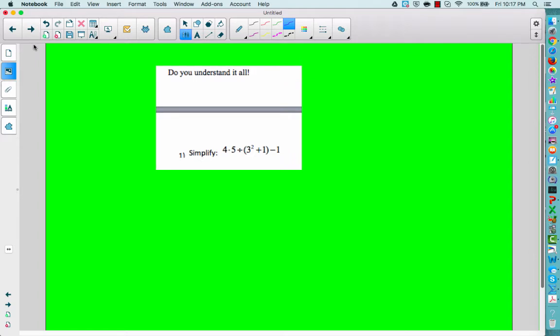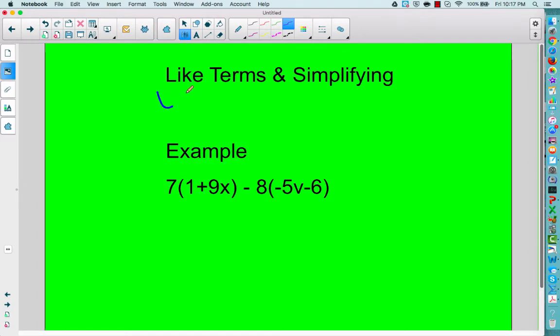All right, let's just carefully look at like terms and simplifying a little bit. Remember, like terms are the same variable raised to the same exponent. So we do have to follow order of operations and use all the different properties, and then we combine the like terms. So here's a little bit of a harder example. I have to see that 7 and 8 are being multiplied to a quantity. So I look at the parentheses, and there's actually nothing I can do within those parentheses because there's no like terms. So then I go to the multiplication and the division. So 7's being multiplied and a negative 8 is being multiplied. So I have to distribute.